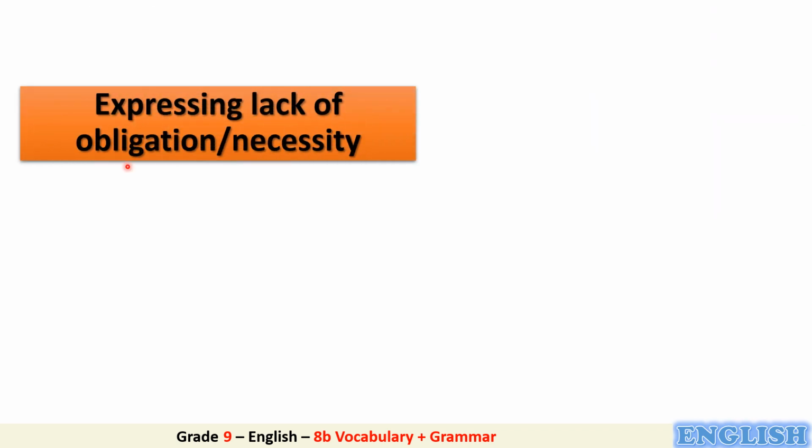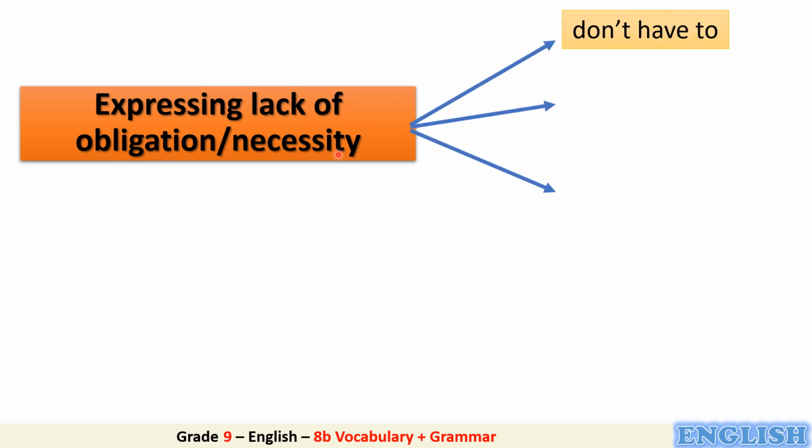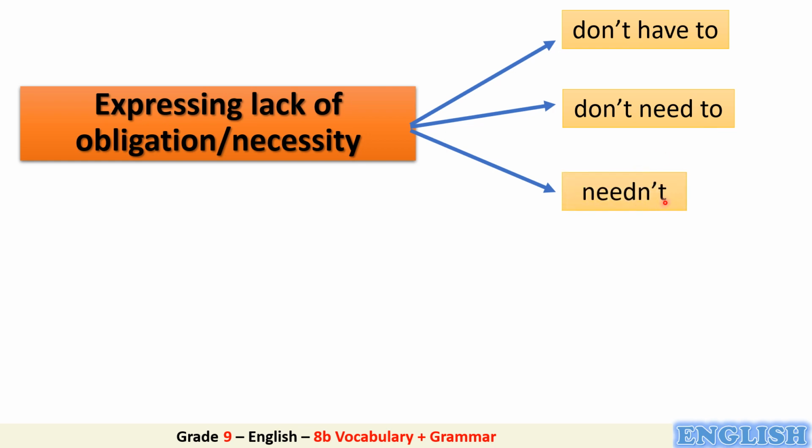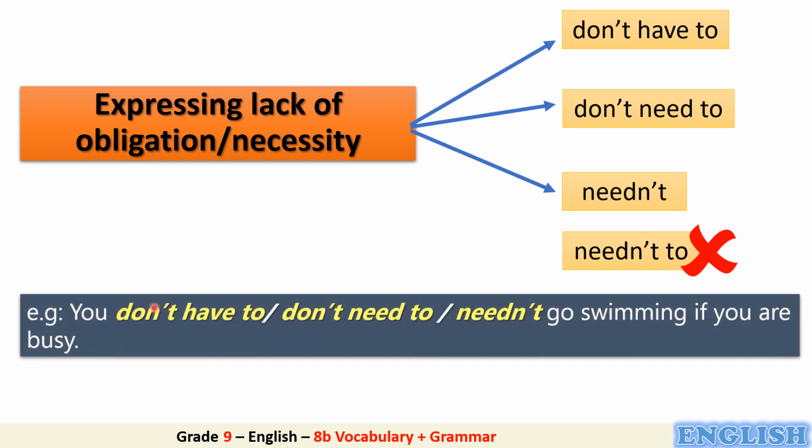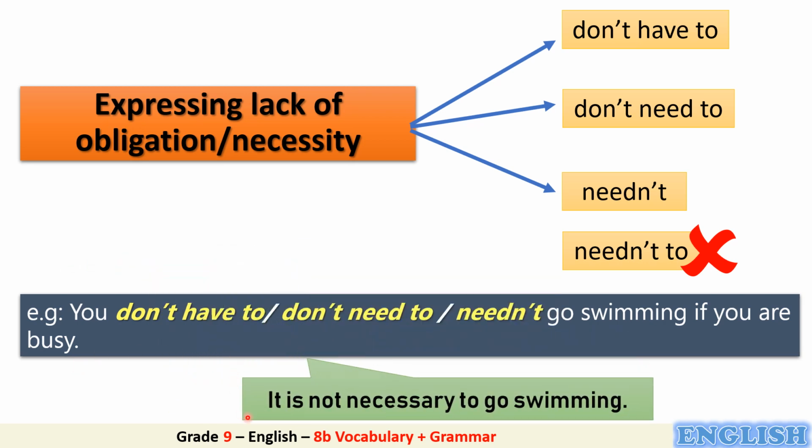For expressing lack of obligation or necessity, we use the following verbs: don't have to, don't need to, and needn't. And remember that we don't use to after needn't. Let's see the following example. You don't have to or don't need to or needn't go swimming if you are busy. This means it is not necessary to go swimming.